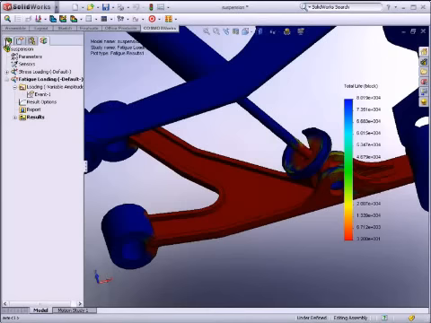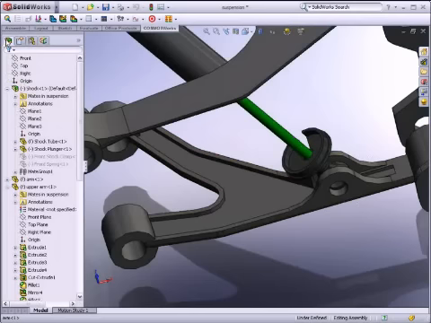As you can see, SolidWorks Simulation Professional enables you to verify that your designs will operate as expected during their operational lifetime.